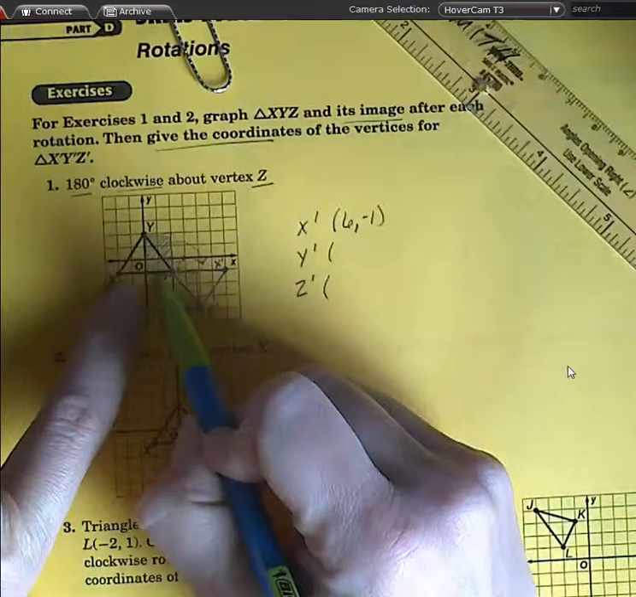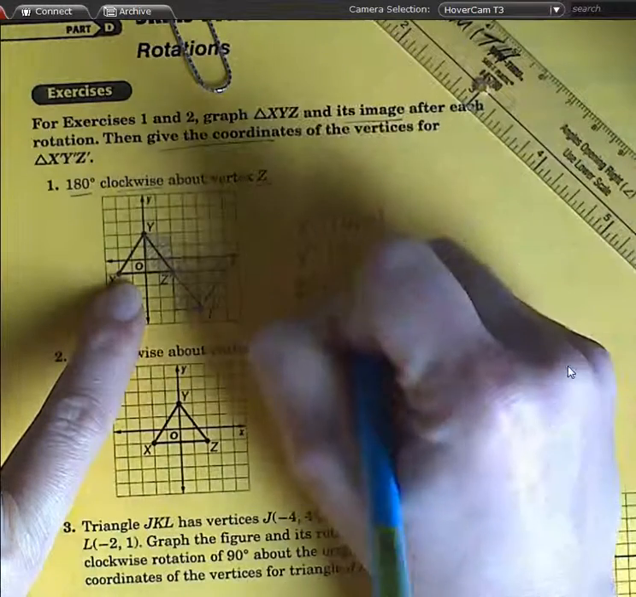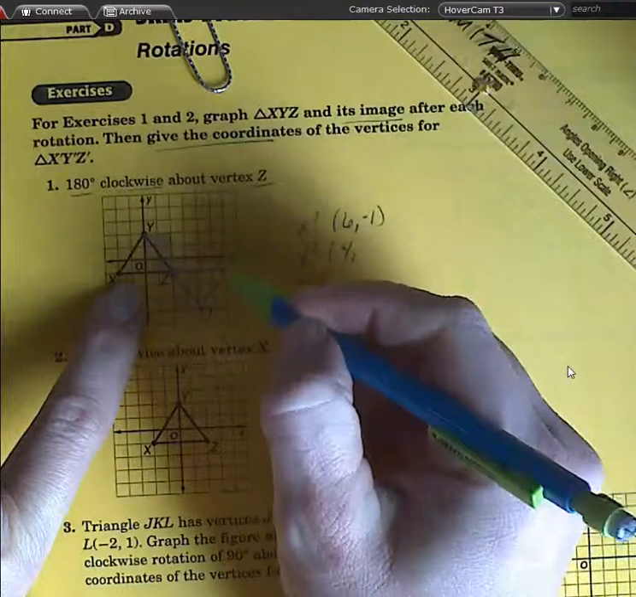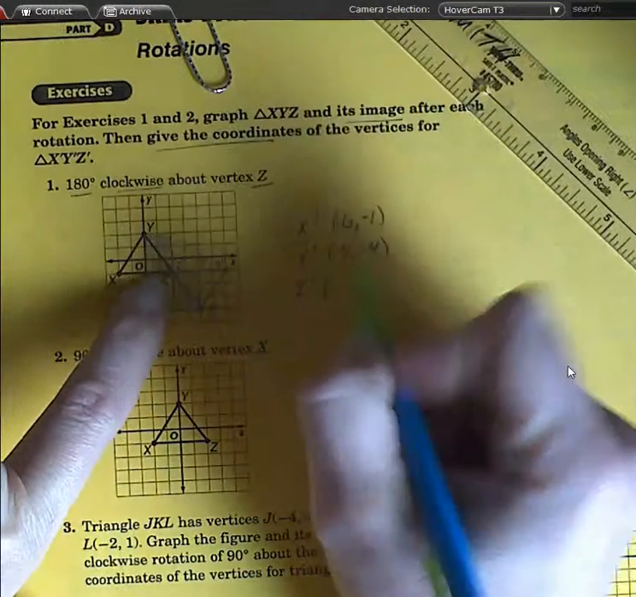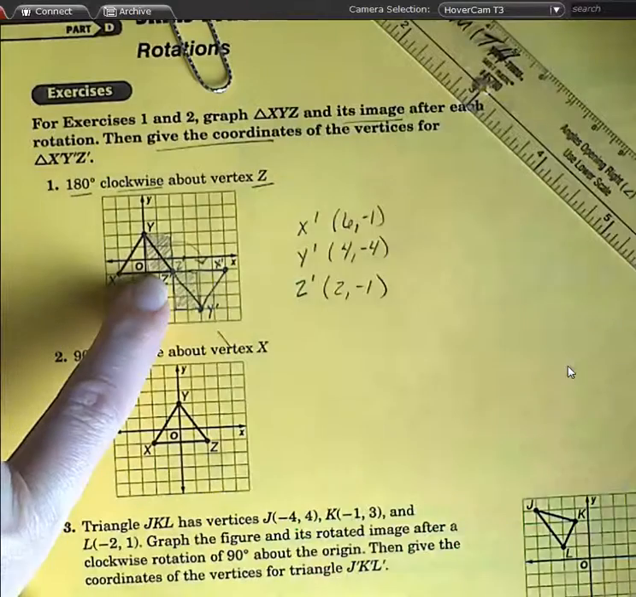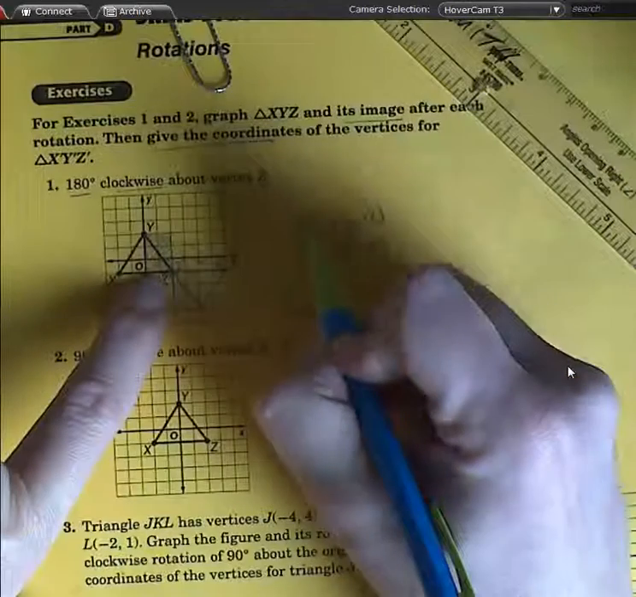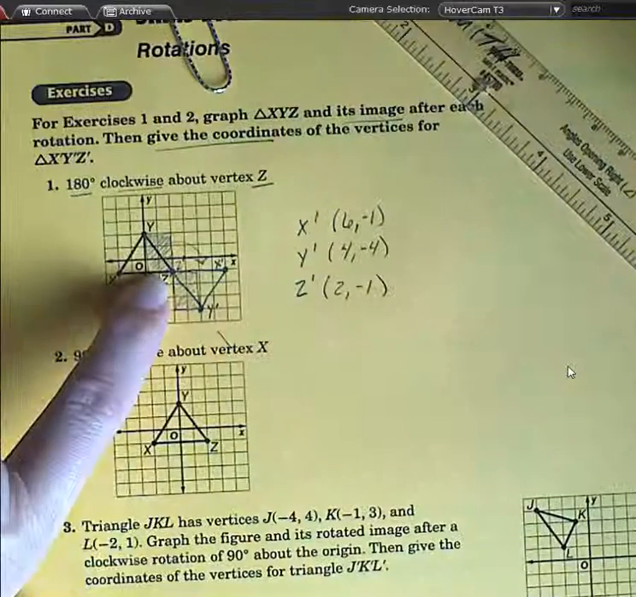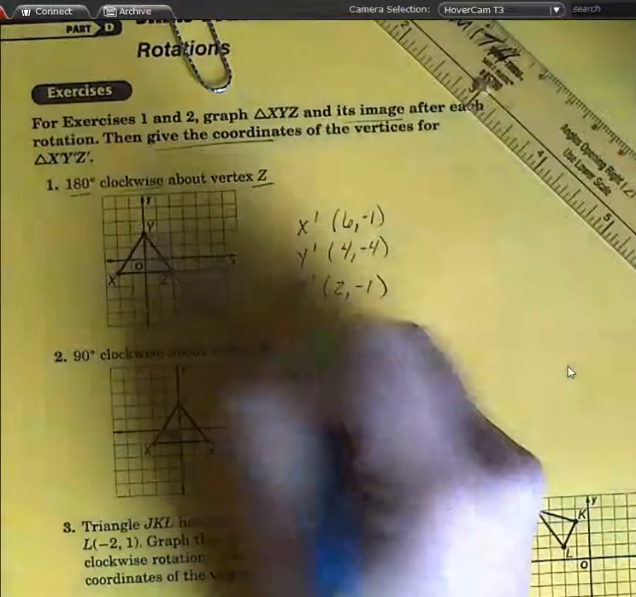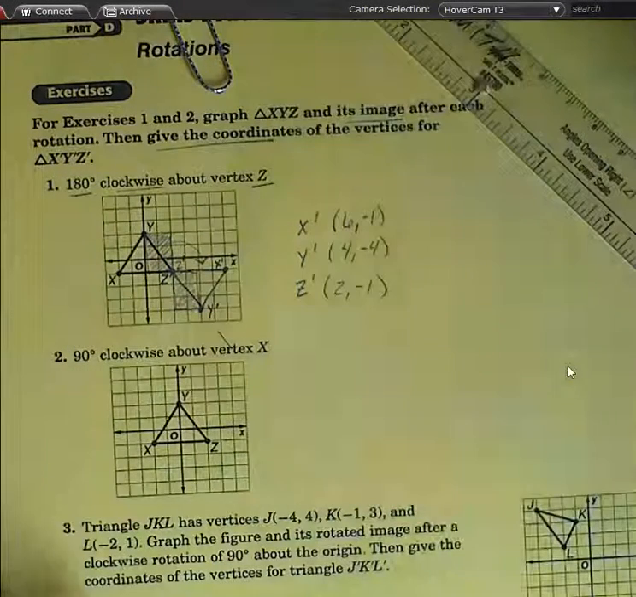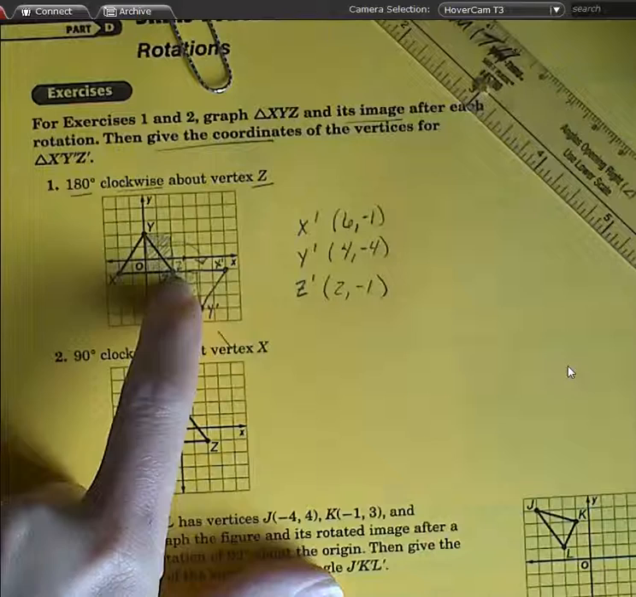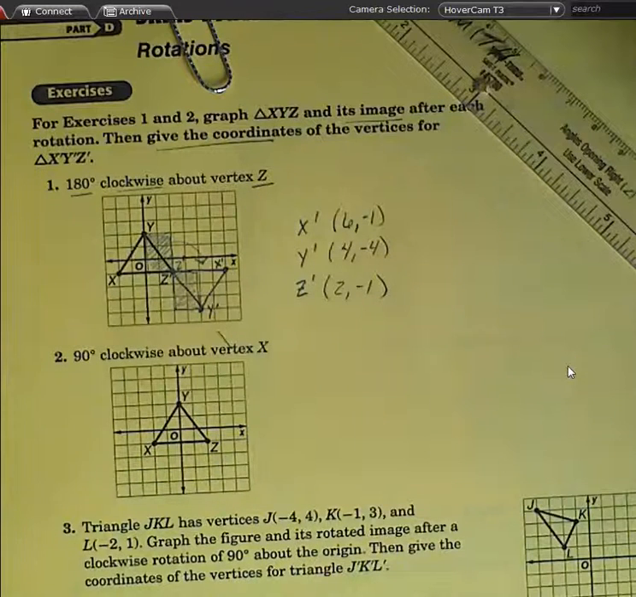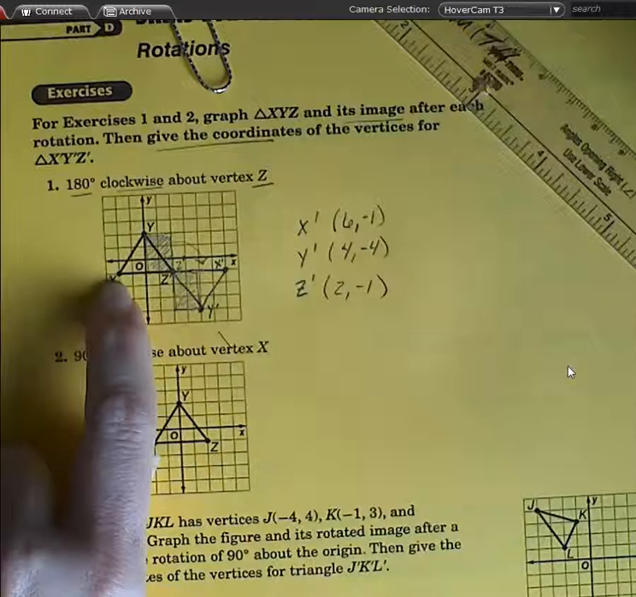Y prime. Check my math. X prime is 6, -1. Y prime is 4, -4. Z prime, 2, -1. Am I correct? I said no. +2, down 1, -1, right? Yes, because they're the same.